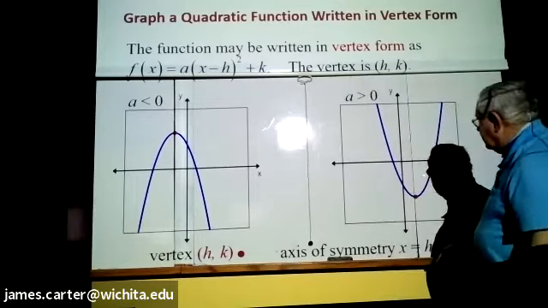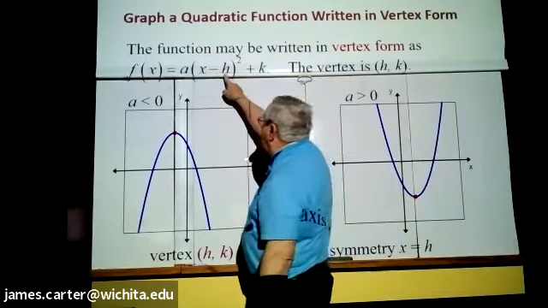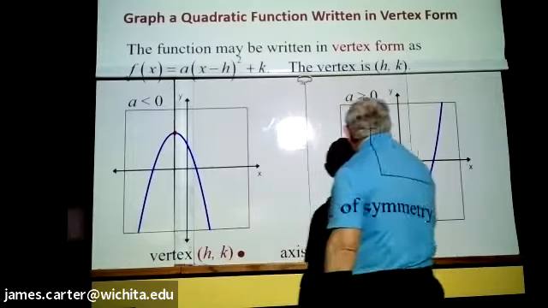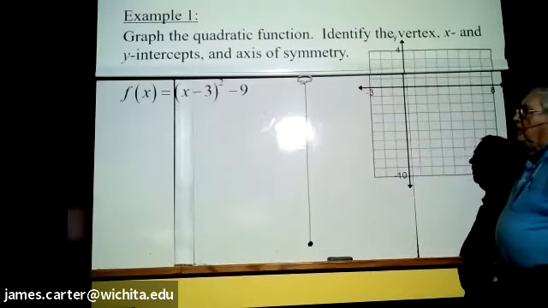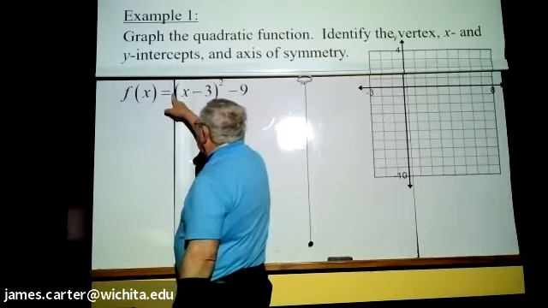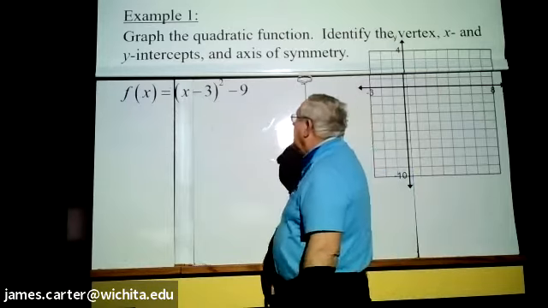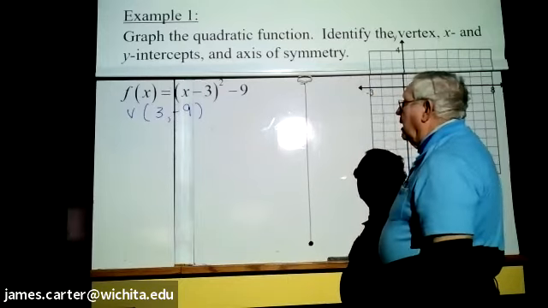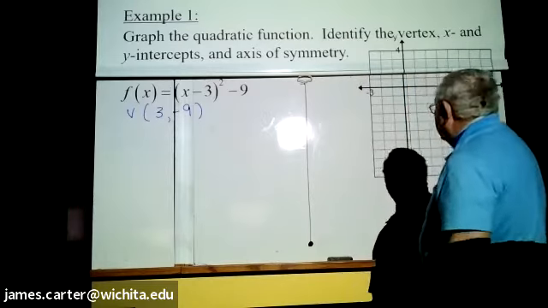Okay, the axis of symmetry is going to be defined by the h value, opposite of sign. Here is the axis of symmetry on this one, and here is the axis of symmetry on this one. So now we have an equation. In this case, our a term is positive 1, so we know that this is going to open upwards. It says that the vertex is the point 3, negative 9.